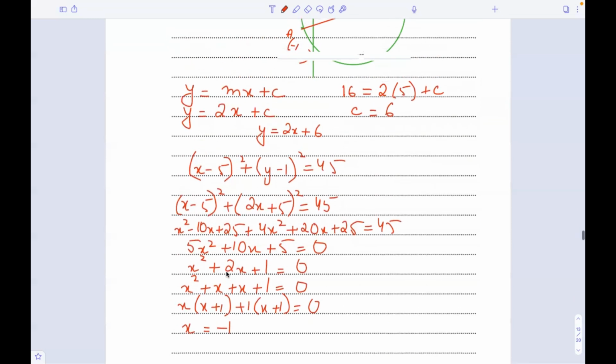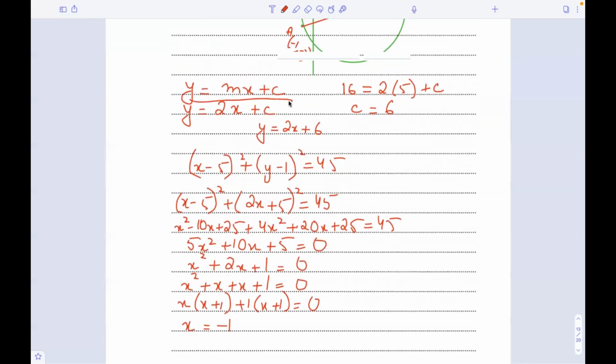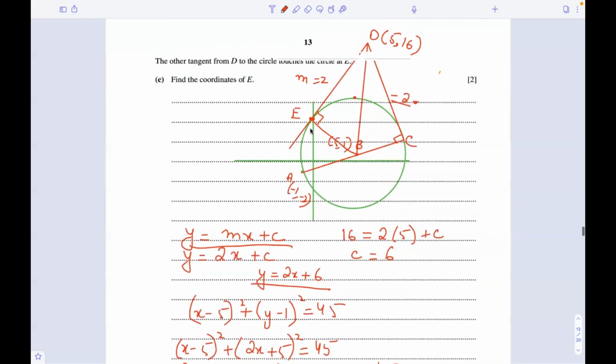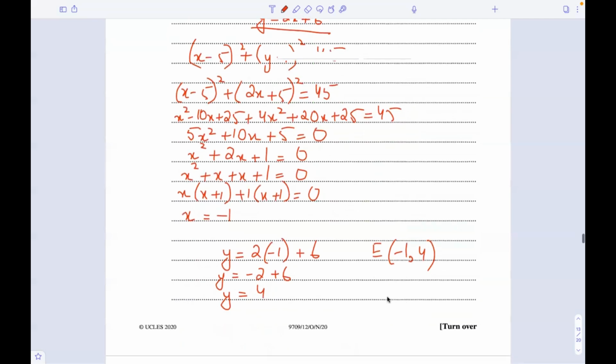To get the y coordinate, we can just substitute into the equation y equals 2x plus 6. Substituting x equals -1, we get -2 plus 6, which is +4. So the coordinates of E are -1, 4. And as we had already drawn the diagram, we can roughly see that the y value is positive and the x value is somewhat negative. So the coordinates of E are -1, 4.